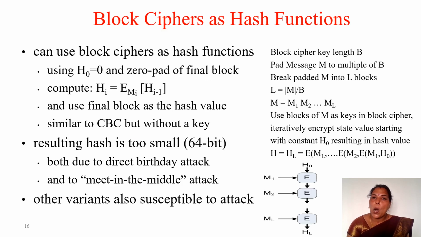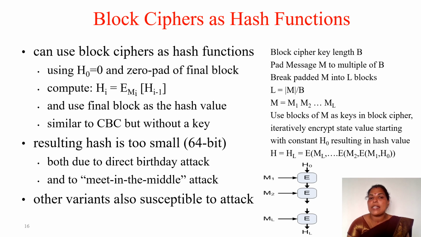Then we can use block ciphers as hash functions. That is, first we take h naught equal to 0 and 0 pad the final block. Then finally we compute hi equal to e of mi of hi minus 1. The block chaining we have applied. So we can use this encryption of mi with hi minus 1 and use the final block as the hash value.